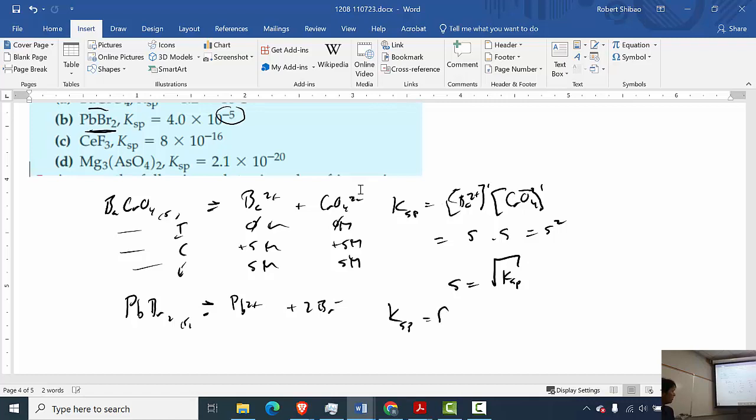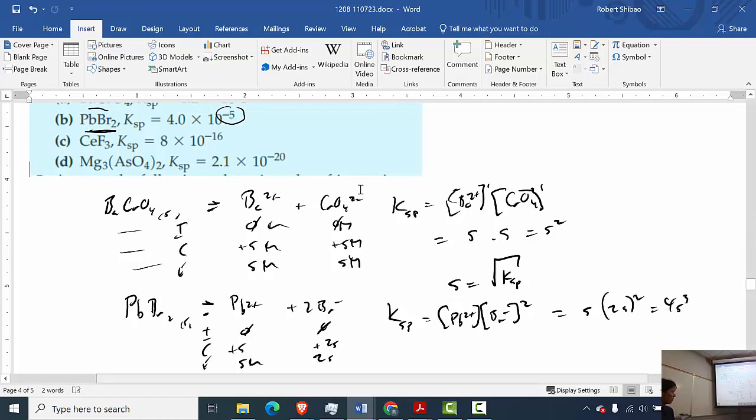And so the KSP for this is going to equal the lead-2 concentration times the bromide concentration squared. And we do the same thing. We assume nothing's dissolved initially, and then we let it saturate the solution. So this is going to be plus S plus 2S, S being the solubility. And so this is going to be S times (2S) squared, which is going to give us 4S cubed. That means S is equal to the KSP divided by 4, and then we have to take the cube root, the 1/3 power.